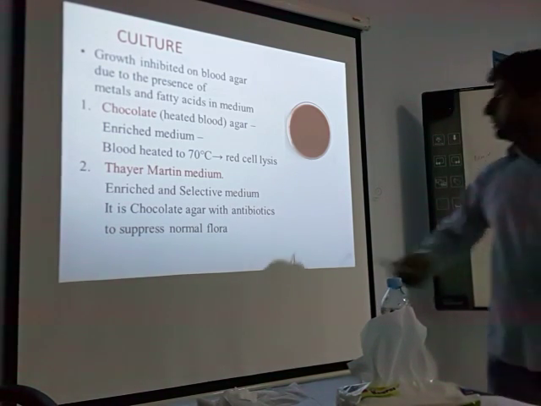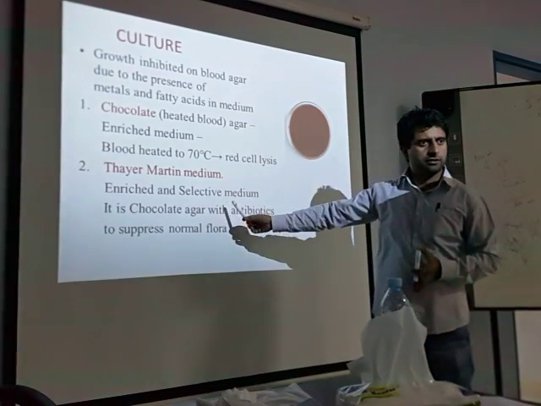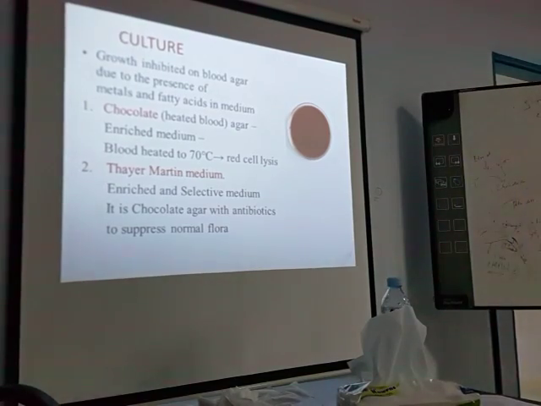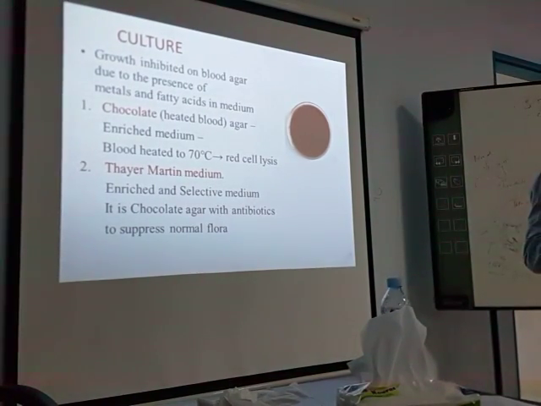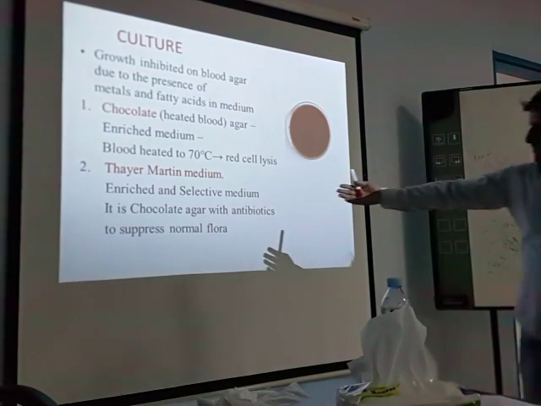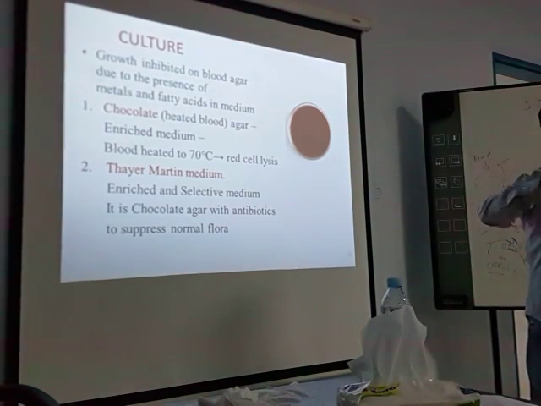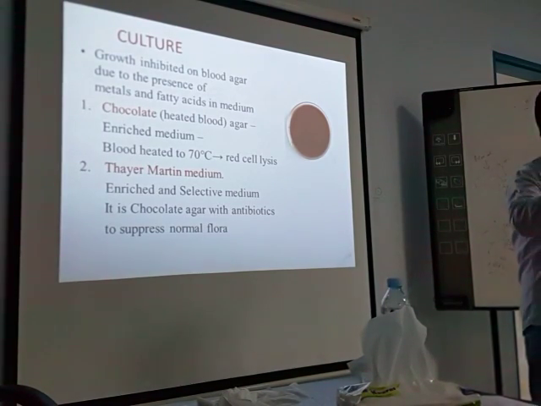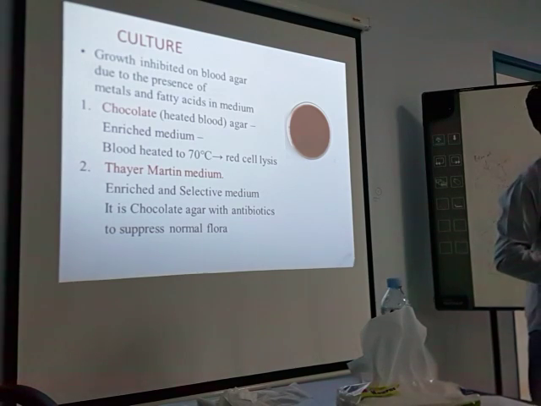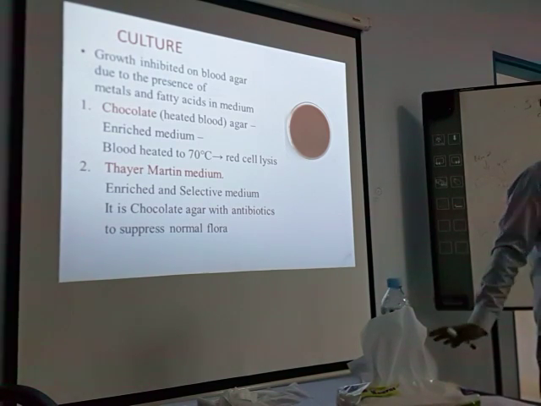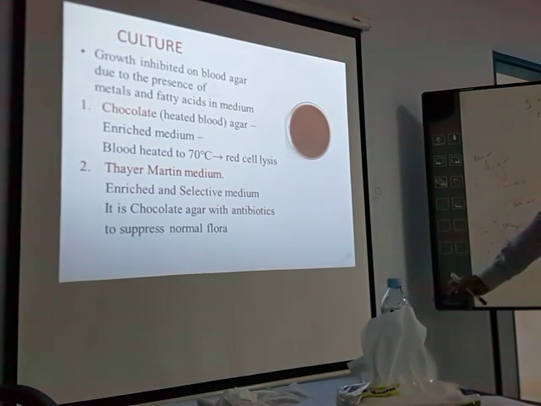Then, doctor, no, it's another medium. First is chocolate agar, okay? In the chocolate agar, the bacteria can be grown. Another media is Thayer-Martin, the second type of media. It's a selective media. Why? Because antibiotics are added to it, like vancomycin and two or three other antibiotics mixed together and put in while making the media, and it favors the growth of this bacteria.